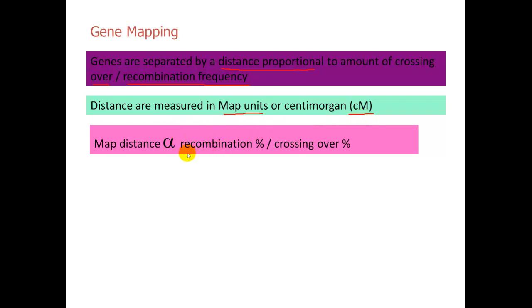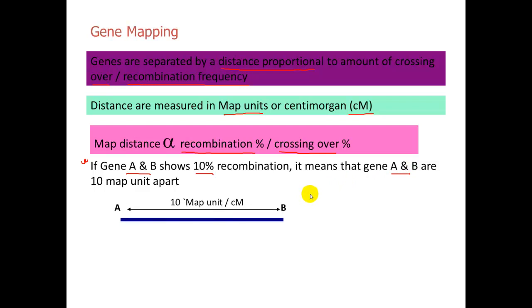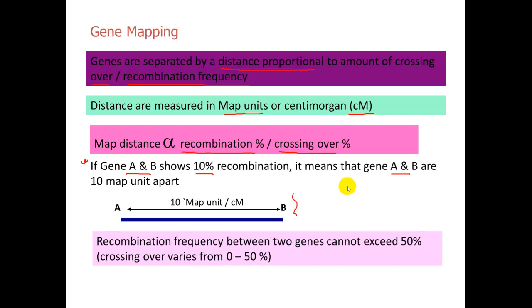So let's take one example. Suppose gene A and B show 10% recombinants, what does it mean? It means that gene A and B are 10 map units apart, and we can show it like that. So this is 10 map units apart, okay? So this particular concept is utilized in the case of gene mapping, okay? One important thing you have to keep in mind: recombination frequency between any two genes cannot exceed 50%. So it varies from 0 to 50%. It cannot exceed more than 50%, right?